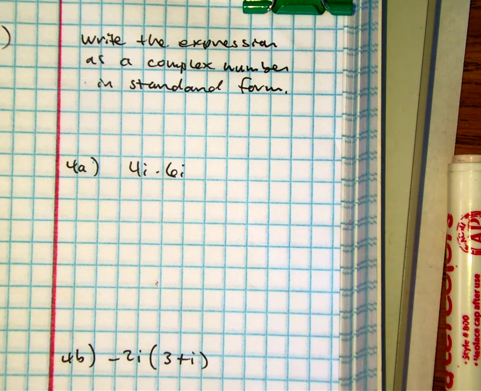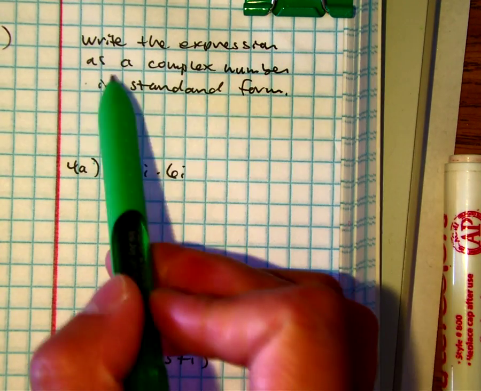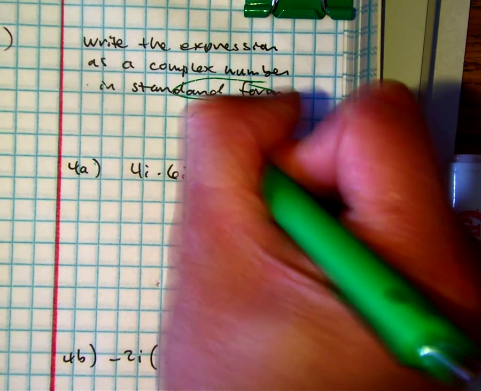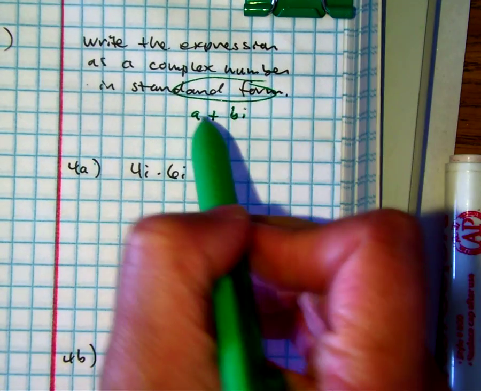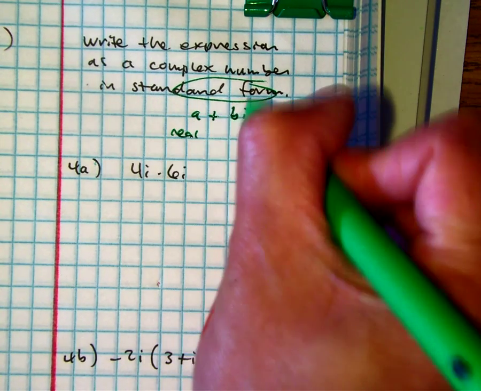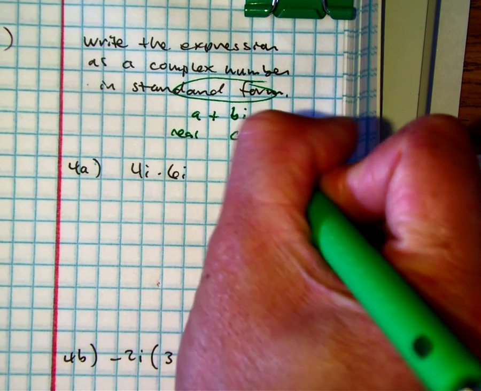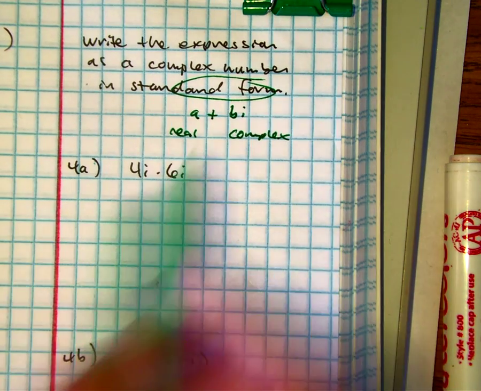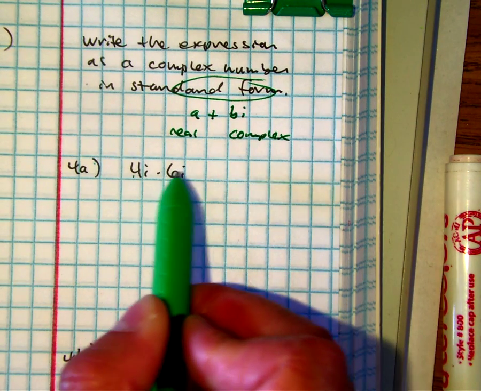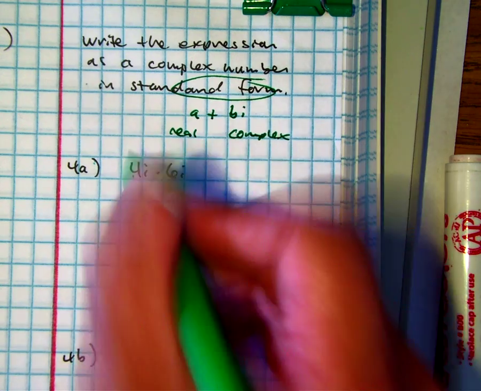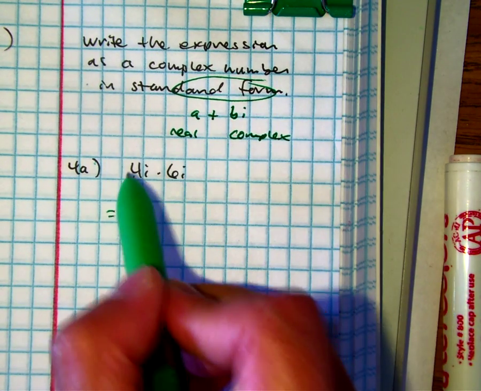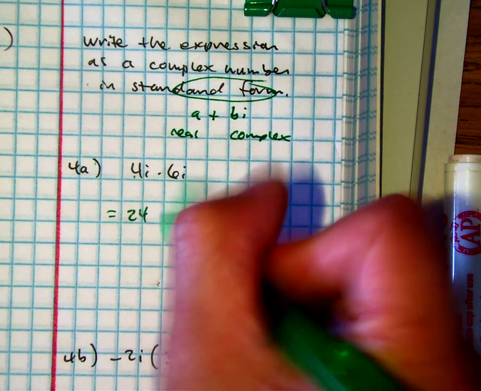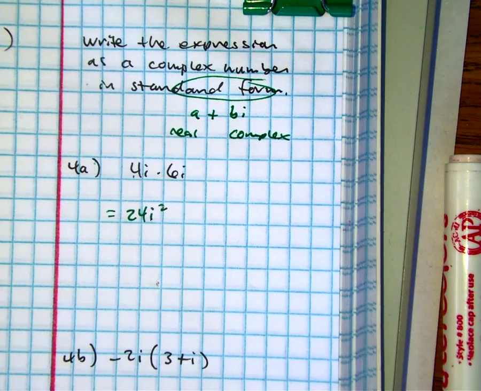Alright, in this example it tells us to write the expression as a complex number in standard form. And standard form just means a plus bi, where a is your real part and the second part is your complex part. In example 4a, it tells you to multiply 4i times 6i. So I'm going to multiply the constants. 4 times 6 gives me 24, and i times i gives me i squared.